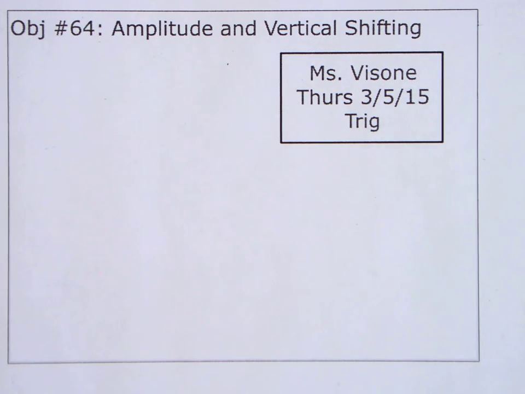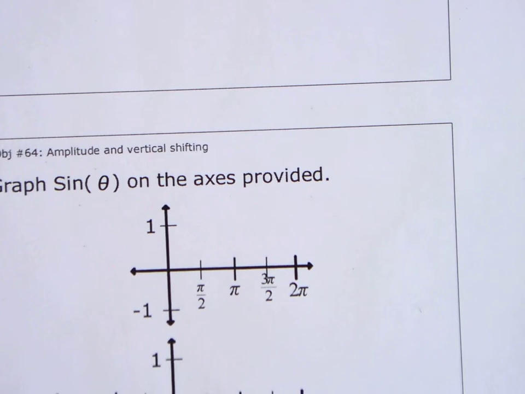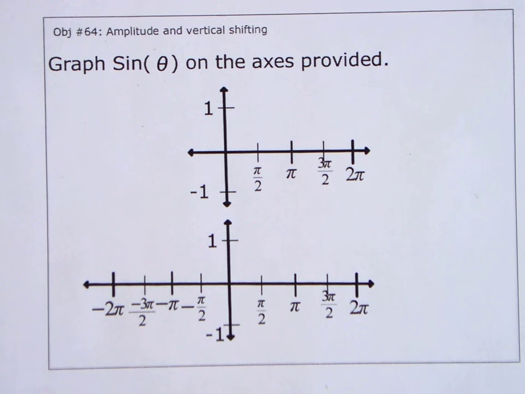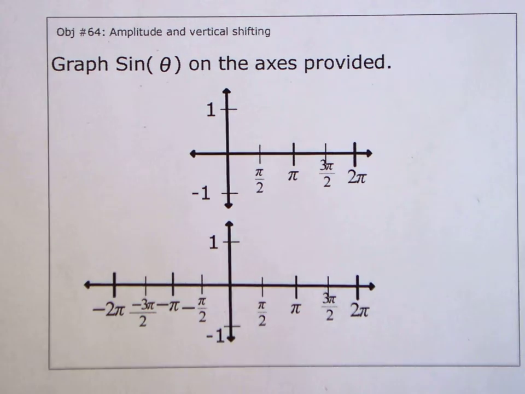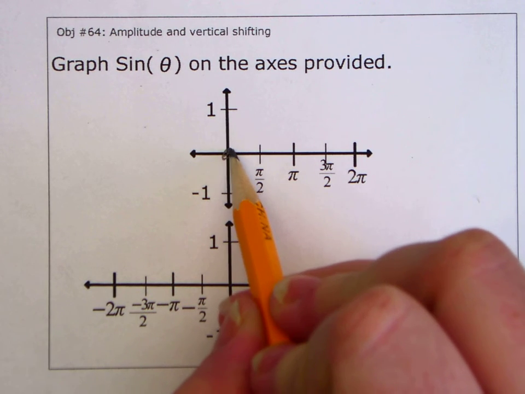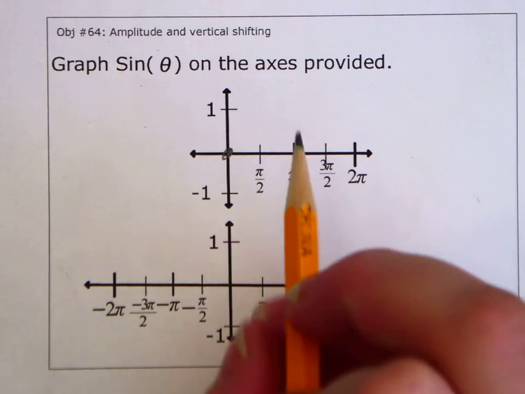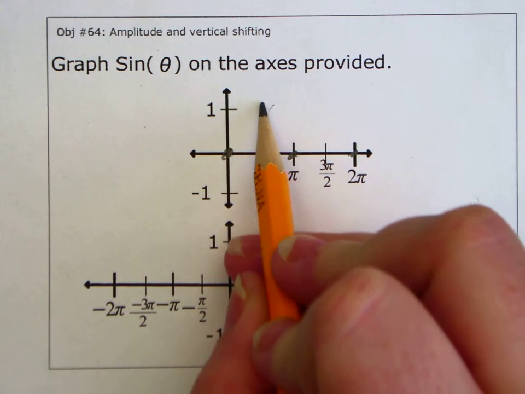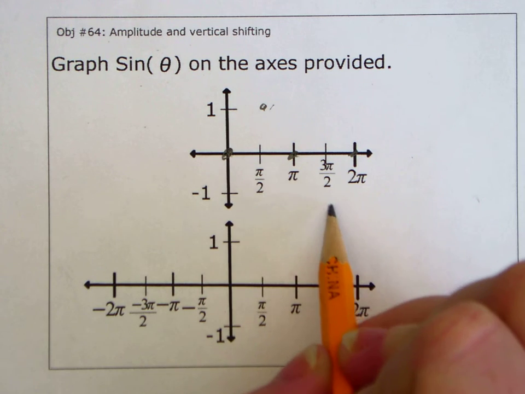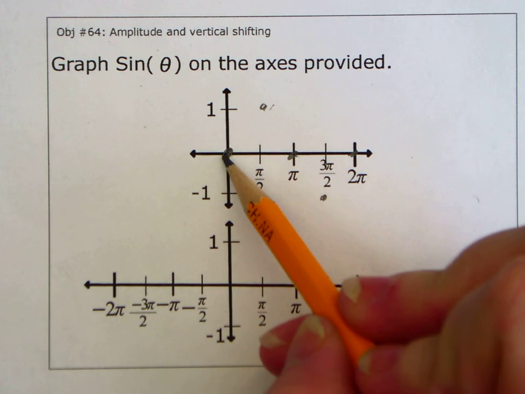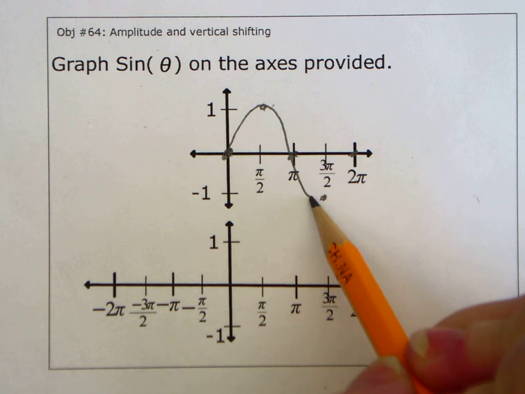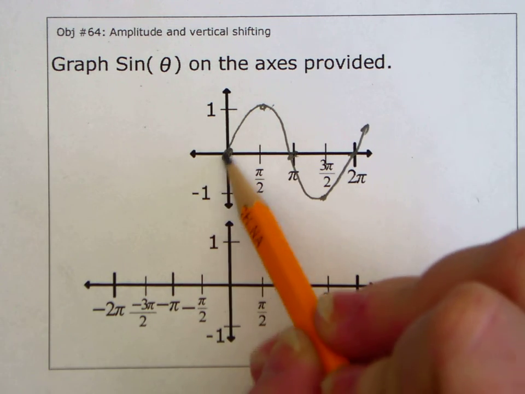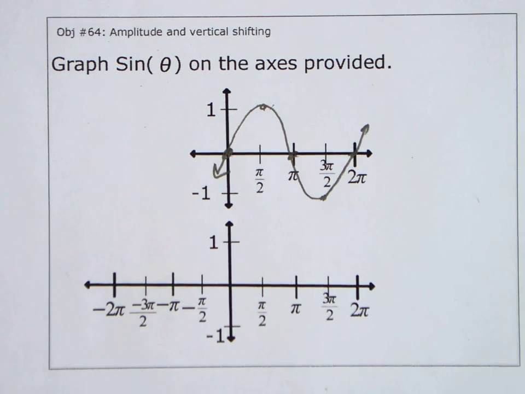All right, let's do a quick review of graphing just sine to start with. Where does sine start? Sine starts at (0, 0), and then where else does sine hit 0? Pi and 2 pi, and it goes up and then goes down. So you really want to have a good handle on what this basic sine curve looks like. That's what the homework was on.